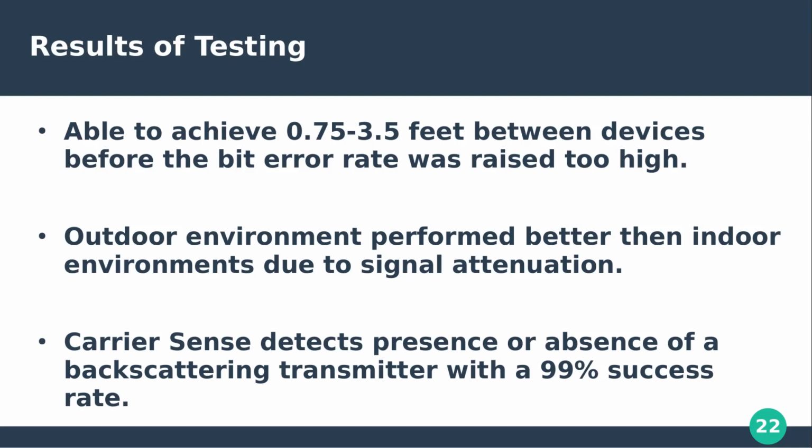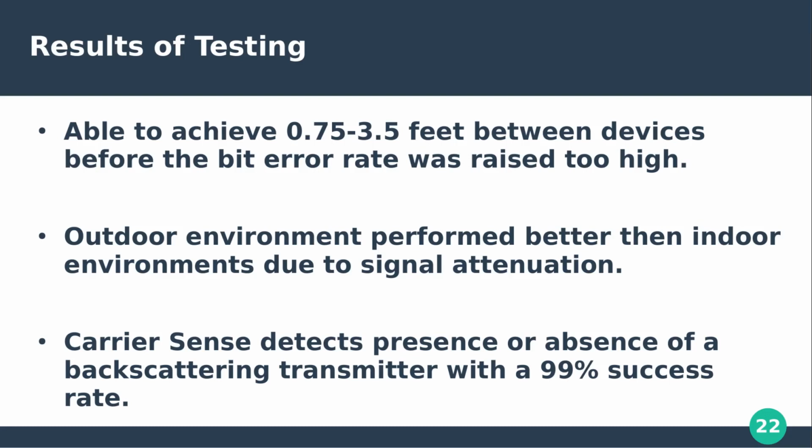Now, let's talk about some of the results of the testing. They were able to achieve about 3/4 to 3.5 feet of distance between the devices before the bit error rate was way too high to effectively transmit data between 2 of the devices. Now, this is different than the actual distance from the device itself to the TV tower. This is the distance between the 2 devices that are transmitting to each other.